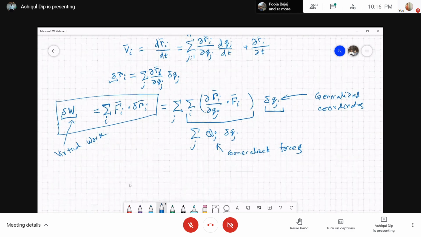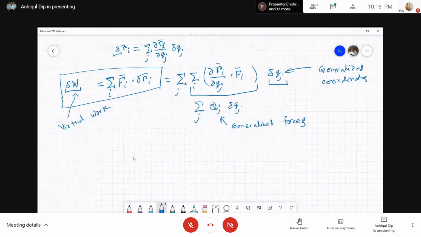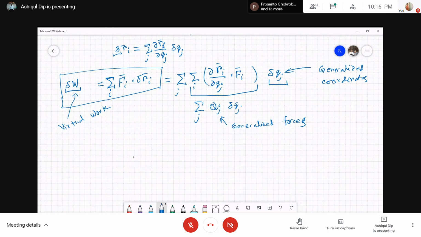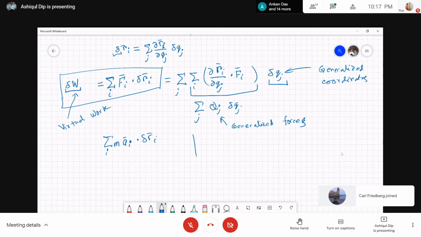So let's simplify it. Now let's deal with this part, m ai dot δRi, summed over i. We have an expression for δRi in terms of the Qj's, but do we have an expression for m ai in terms of the Qj's? Have we derived it yet?